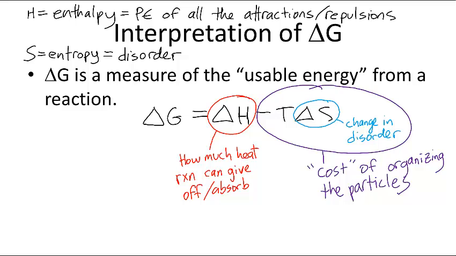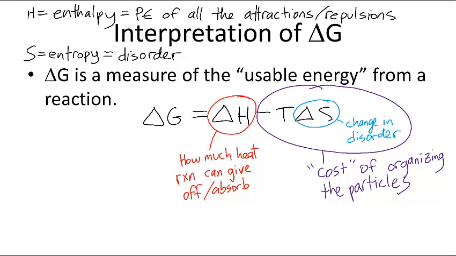All right, that sounds kind of abstract. So we're going to look at a bunch of examples and see how this applies to actual reactions. So on the next 4 slides, you've got 4 different chemical or physical processes.